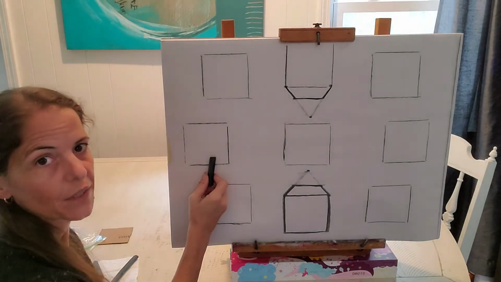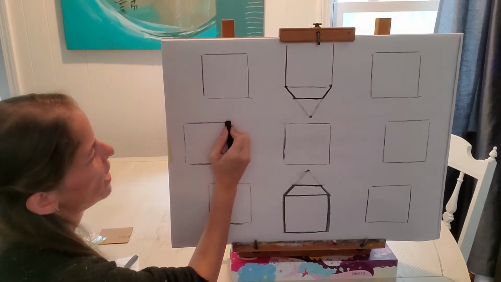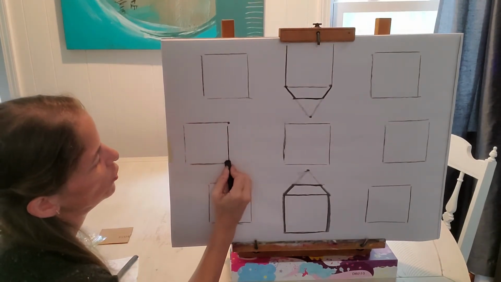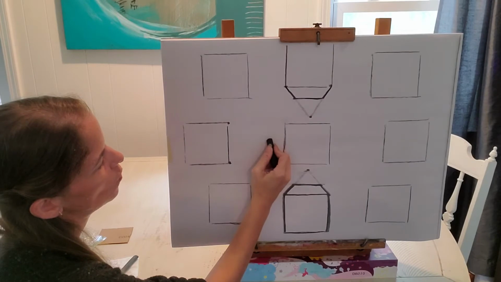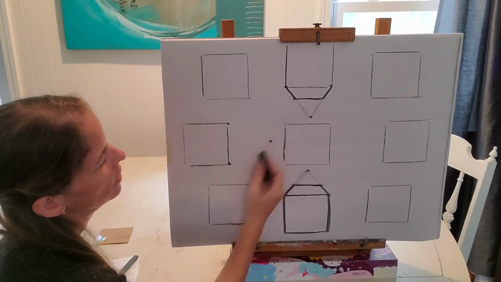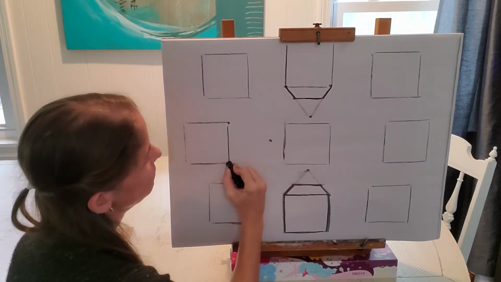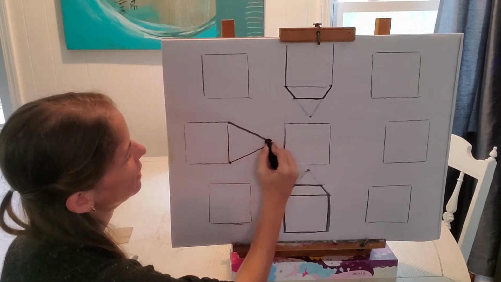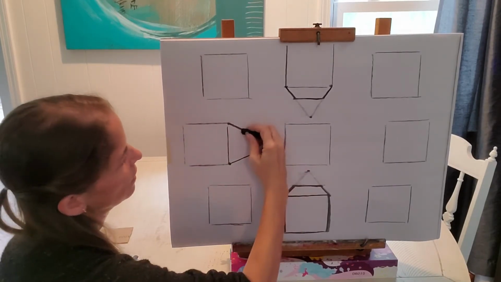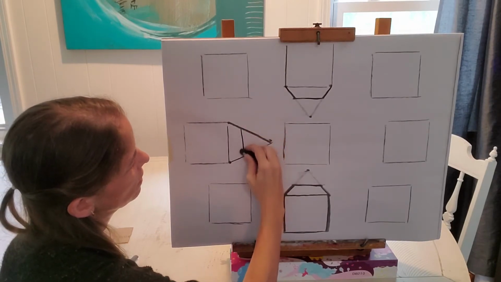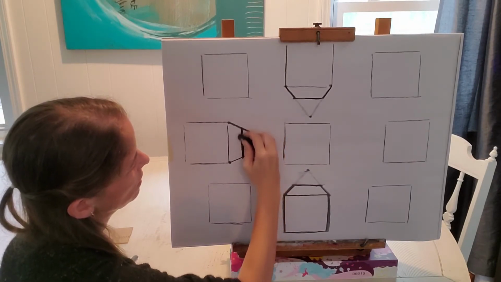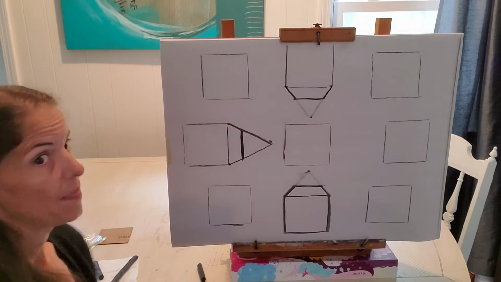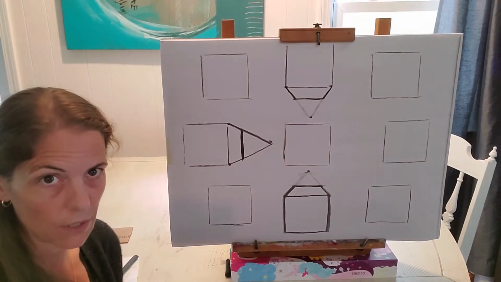Let's look at the one on the side here. We are going to have 2 points that are going to recede to the 1 vanishing point. So I take this line and this point and connect it. I take this point and connect it. And then I'm just going to take off the part that I don't need.